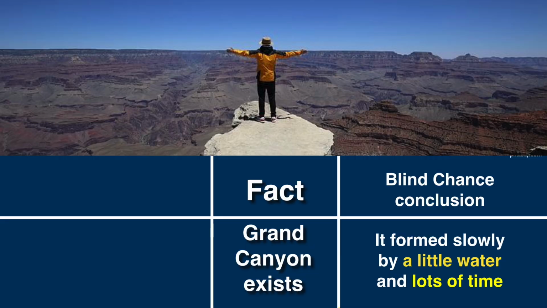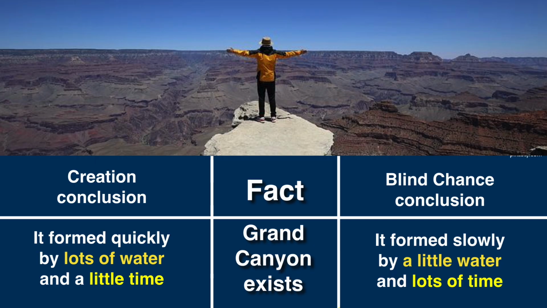Now, blind chance conclusion. This is the big bangers and evolutionists. Everything got here by chance. They say that it formed slowly with a little water and a lot of time. Where a creationist says no, it was formed quickly with a lot of water and a little time. And what you have to watch out for is the blind chancers, they like to remove the line between their interpretation and the fact. And they do that all in one sentence.